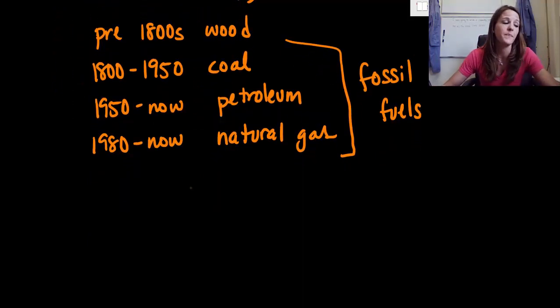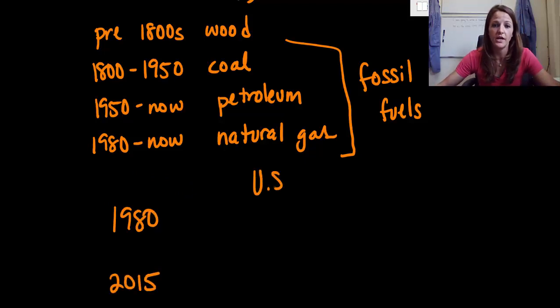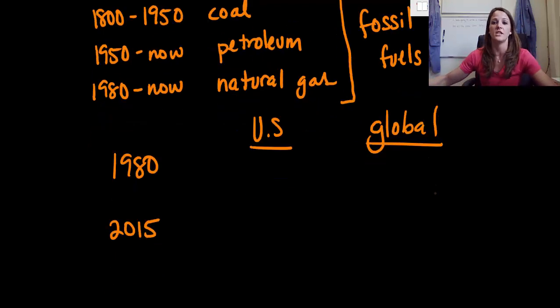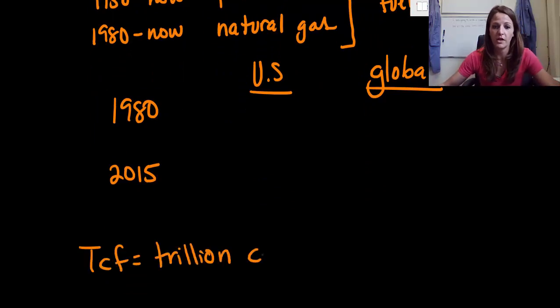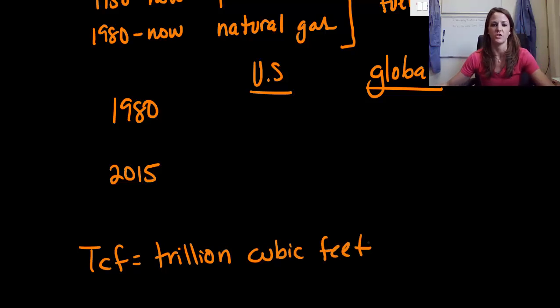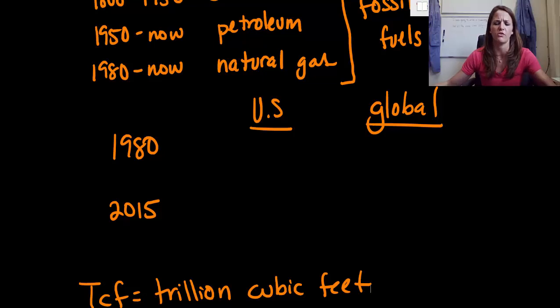So let's look at the 1980s and the year 2015, for U.S. and global consumption. And before I do this, I need to introduce one unit, and that is called TCF, which is trillion cubic feet. And so that's how we measure our methane consumption. It's kind of a weird unit, but trillion cubic feet is essentially it.